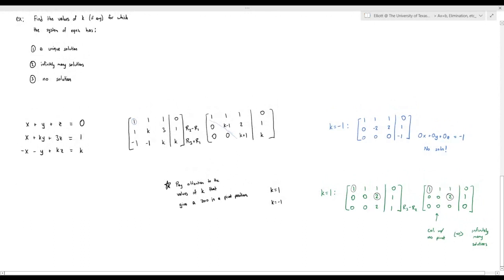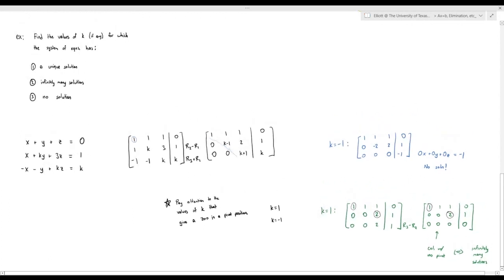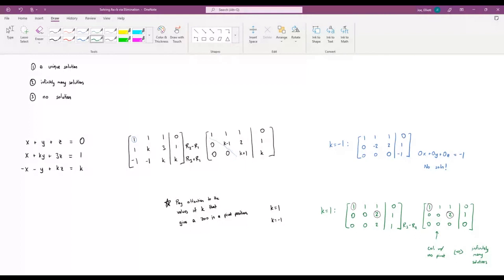Okay, so therefore, we have now figured out when the system has no solution and when it has infinitely many solutions. For any other value of k, you'll have a full set of 3 pivots. If you have a full set of pivots like that, you're going to get a unique solution. Otherwise there will be a unique solution.